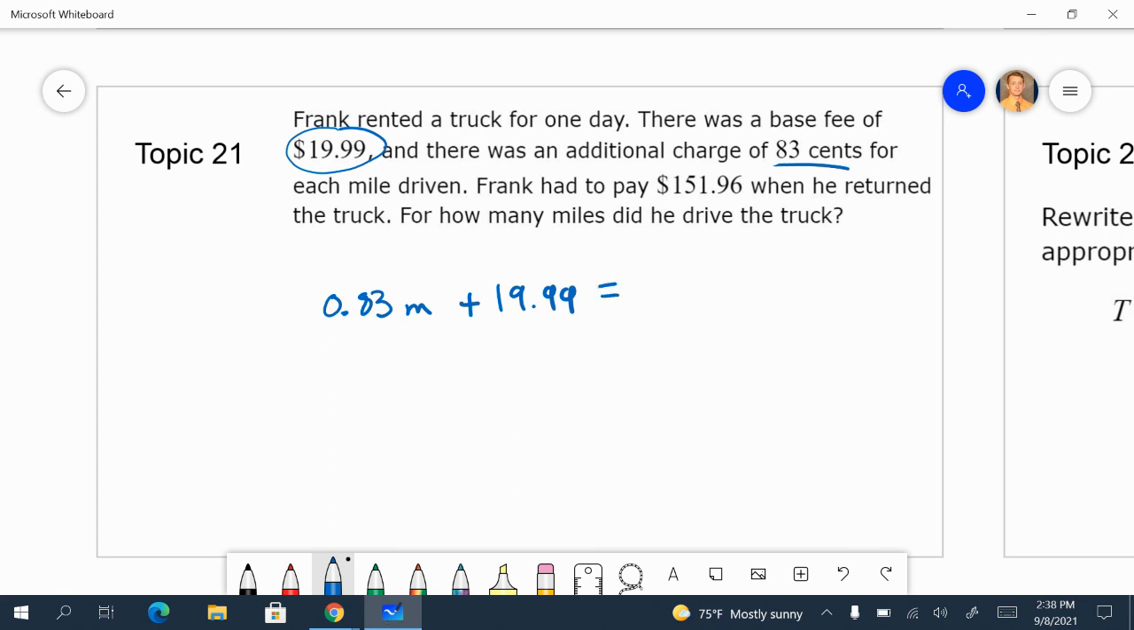And then the total he had to pay was $151.96. I'm probably not going to go through this one for you either, but you could just go through and solve for M at this point. Again, you're going to have to subtract that $19.99 from both sides. And then when you're done with that, you're going to have to divide both sides by that 0.83 to get M by itself to figure out how many miles he drove the truck. So that's a good place to get started for you. I want you to finish that up. And that's it for topic number 21.